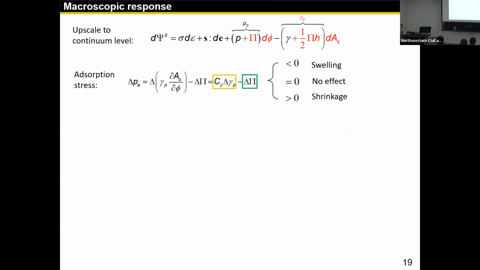To answer that question, we need to upscale all this force scale analysis to a continuum. You go through theory of mixtures and come up with the macroscopic free energy balance, with everything consistent with the force scale analysis. Then the adsorption stress is now updated with the two terms. This is a mathematical manifestation of the competition we just talked about. If the surface tension term wins, swelling. If the disjoining pressure term wins, shrinkage.